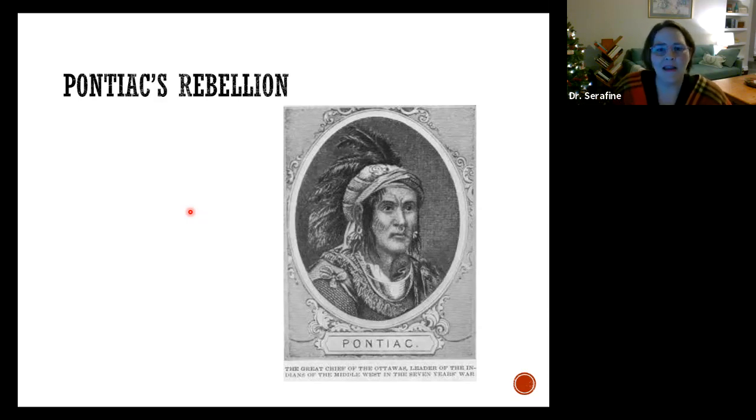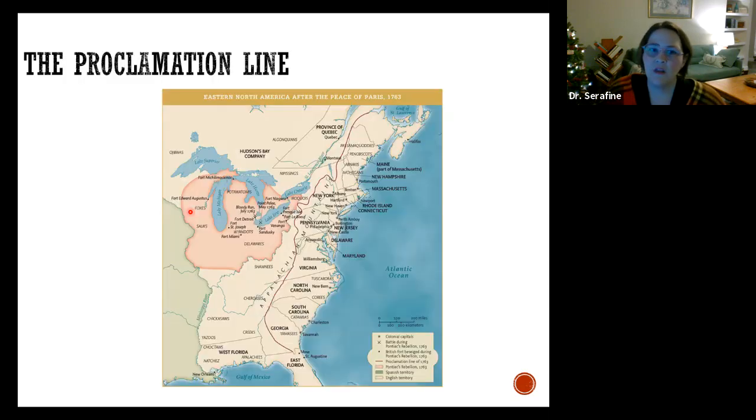All right. So Pontiac's Rebellion. Pontiac kept fighting. He did not surrender until 1766, but it's essentially over by the autumn of 1764. England's goal here is to prevent another Pontiac's rebellion, to try and stabilize this region, stabilize the fur trade so they can get some of that wealth and pay for the war.